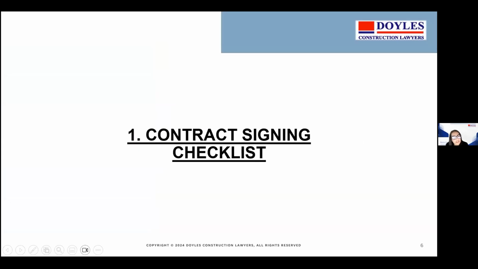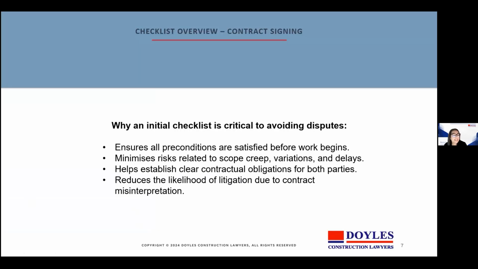The contract signing checklist. The biggest mistakes are made before a shovel hits the ground. This checklist is about locking down certainty before the work starts. So why is an initial checklist critical to avoid disputes? Once the contract is executed, your ability to fix drafting and risk allocation is extremely limited. So what it does is it helps establish clear contractual obligations for both parties and reduces the likelihood of litigation.